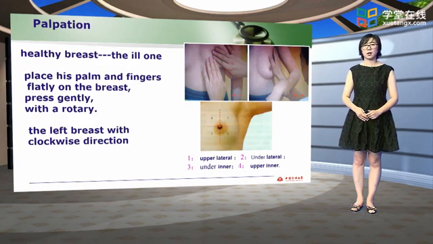The direction of palpation examination is just like the picture from 1 to 4. Upper lateral, under lateral, under inner, upper inner. So in the left breast, the direction of the examination is clockwise.